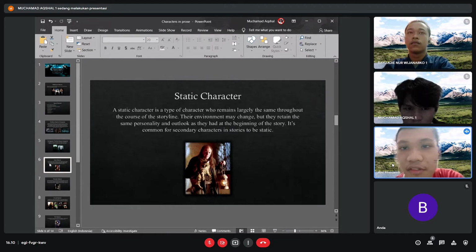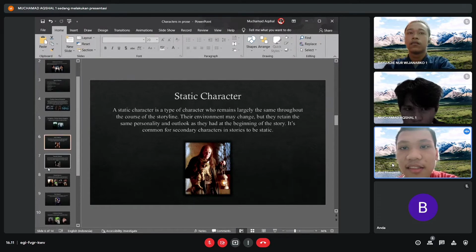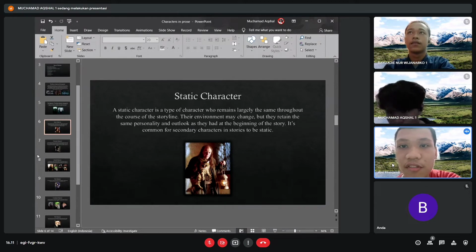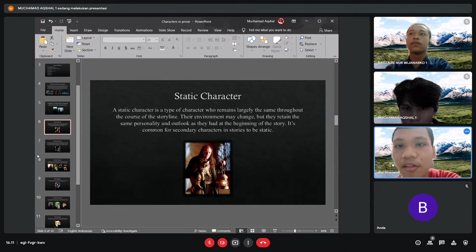And the next one is static character. A static character is a type of character who remains largely the same throughout the course of the storyline. Their environment may change, but they retain the same personality and outlook as they had at the beginning of the story. It's common for secondary characters in stories to be static.